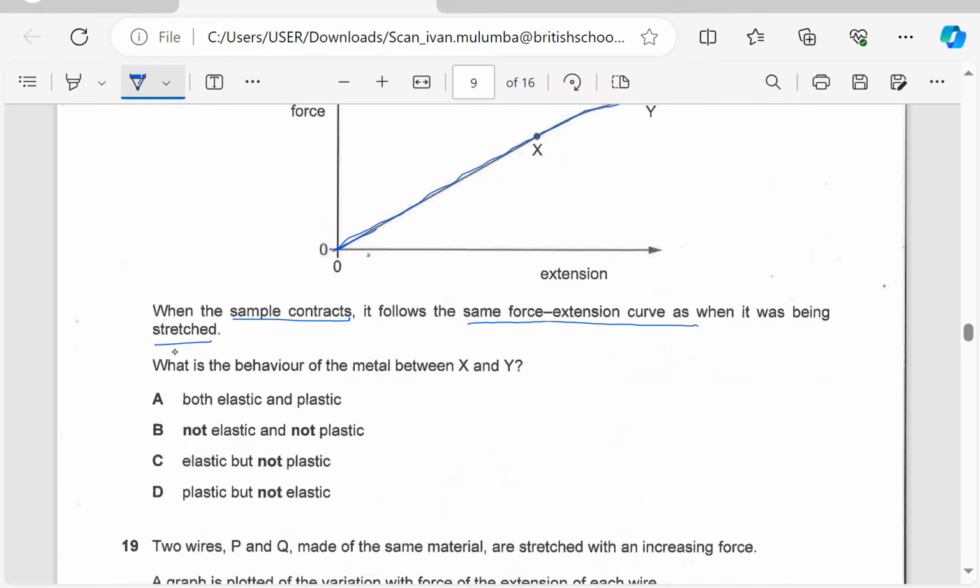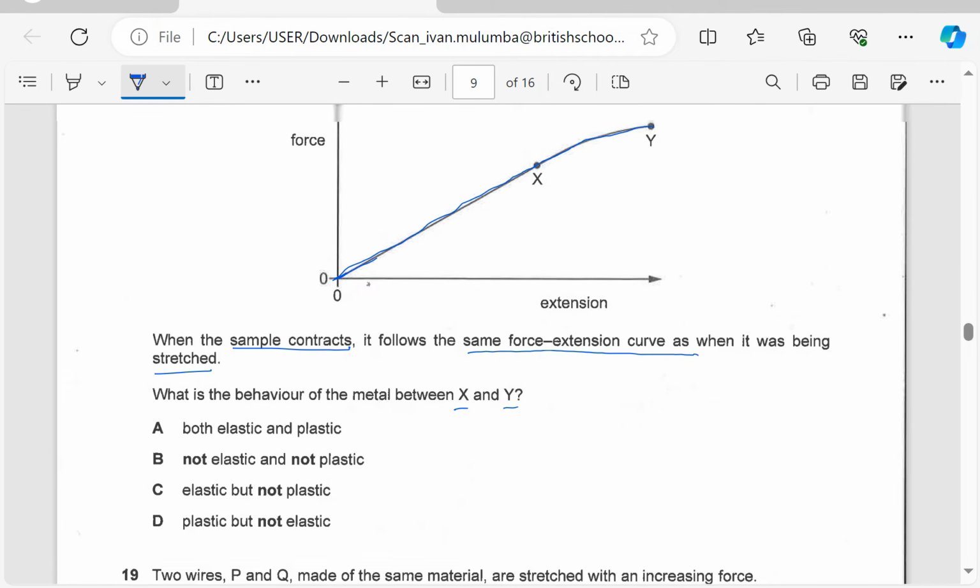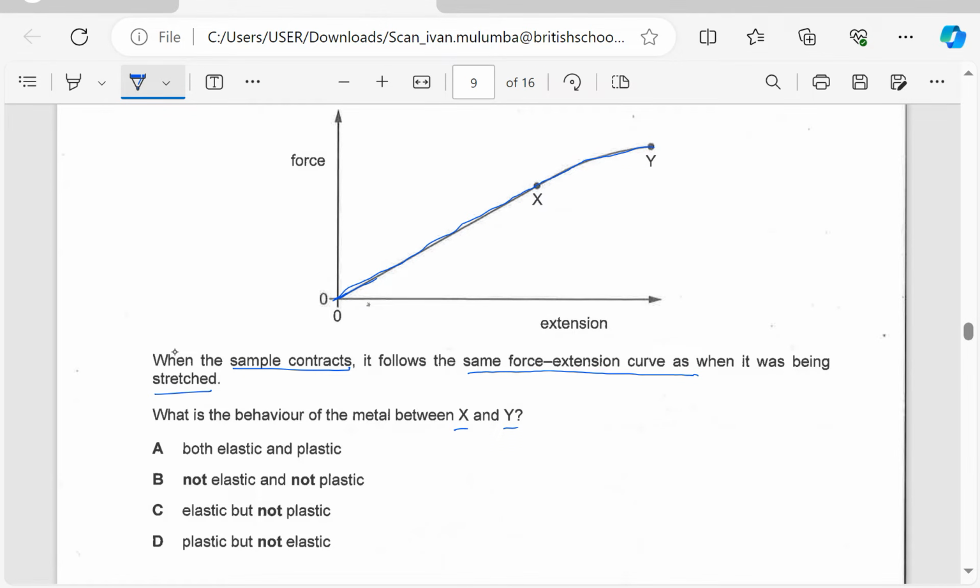What is the behavior of the metal between X and Y? So if it follows the same path when it is unstretched, then we cannot say that there was plastic deformation between X and Y, because if there was plastic deformation, some energy would not be returned. Perhaps if X is the proportionality limit, then Y is just the elastic limit. But remember, plastic deformation starts after the elastic limit. So Y is the elastic limit, and after Y, that's when we shall have plastic deformation. So it means we have not reached plastic. This is the proportionality limit. This is the elastic limit.